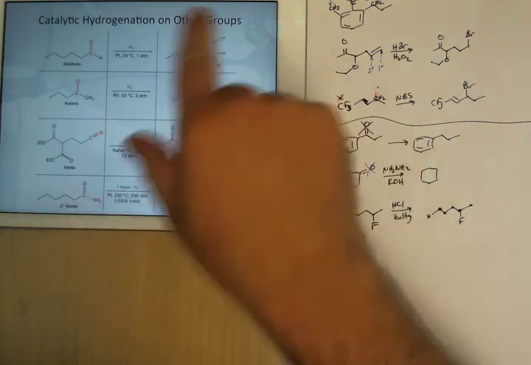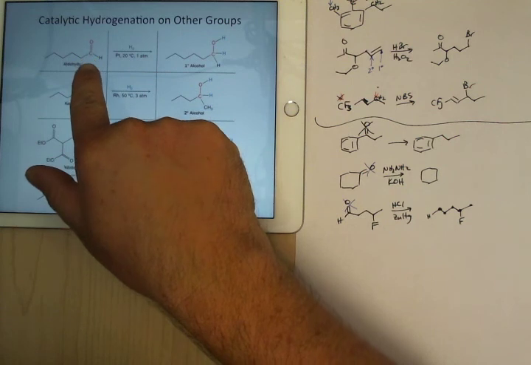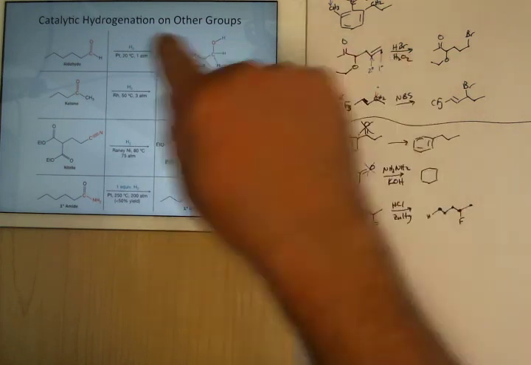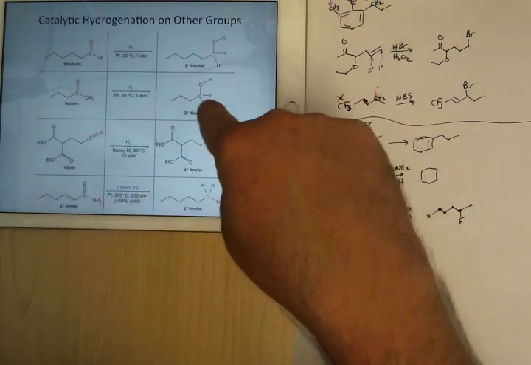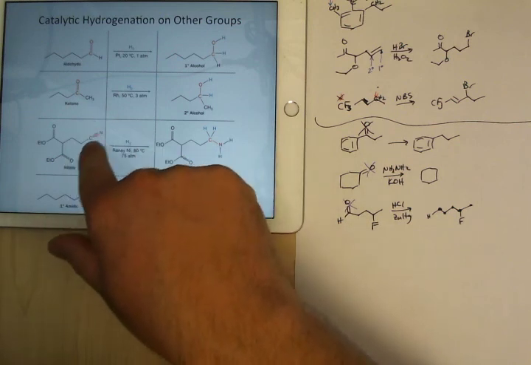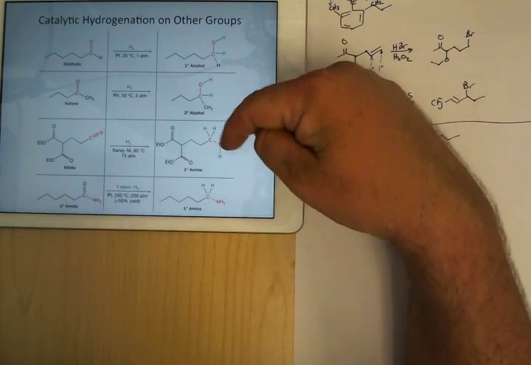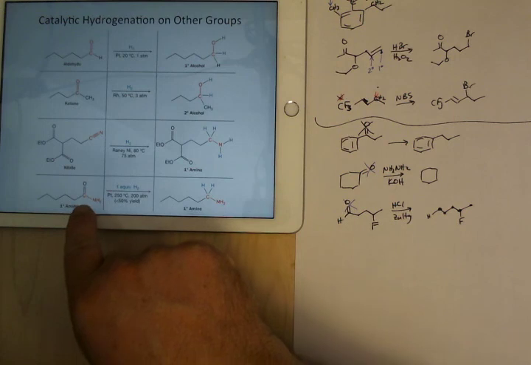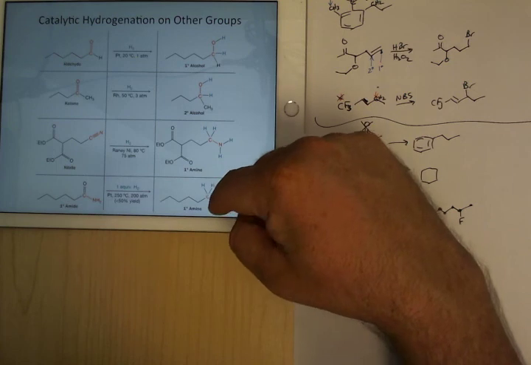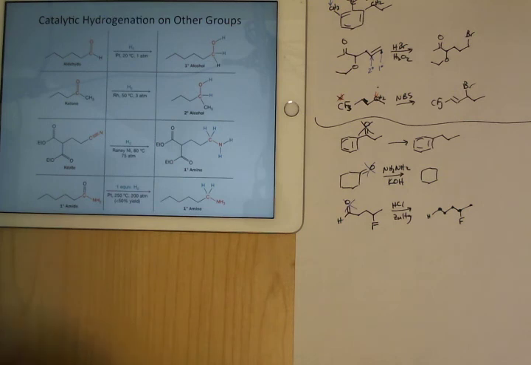You can also do this with other types of double bonds. You can take an aldehyde and put a hydrogen across that double bond to make the CH2 and the OH. You can also do this with ketones. With nitriles, you can put two hydrogens across these molecules to make the amine. And even with amides, you can convert that C double bond O to just a CH2. You actually end up releasing water from that. It's kind of a quirky little reaction.